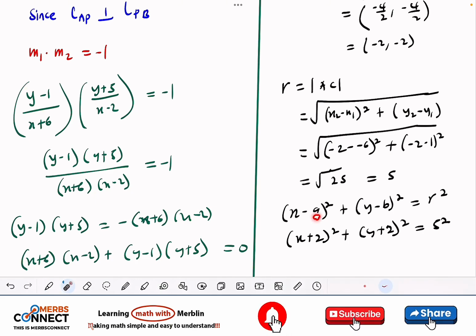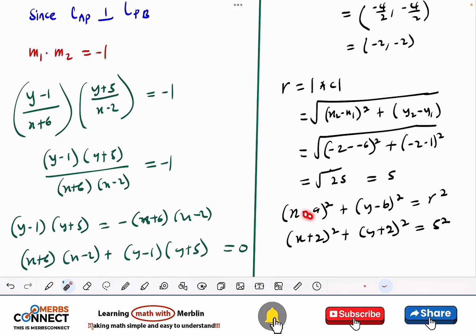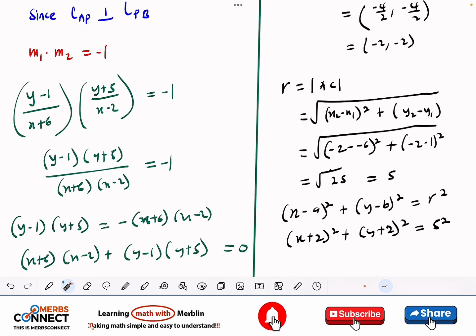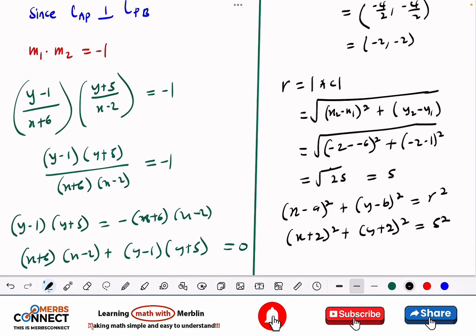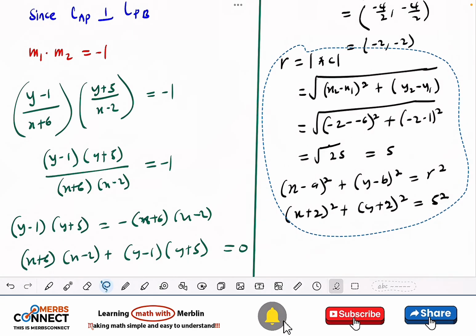So what is a? A is minus 2. What is b? B is minus 2. So when you plug in, minus minus will be positive, minus minus will be positive, and our radius is also 5. Now you see that we have this and then we have this one too. But when you expand, you are going to get the same results. I mean, when you want to expand to get it in the form of x squared plus y squared plus those kinds of things, you are going to get the same thing. I'll just do a quick expansion for us to confirm and see that any of them works.